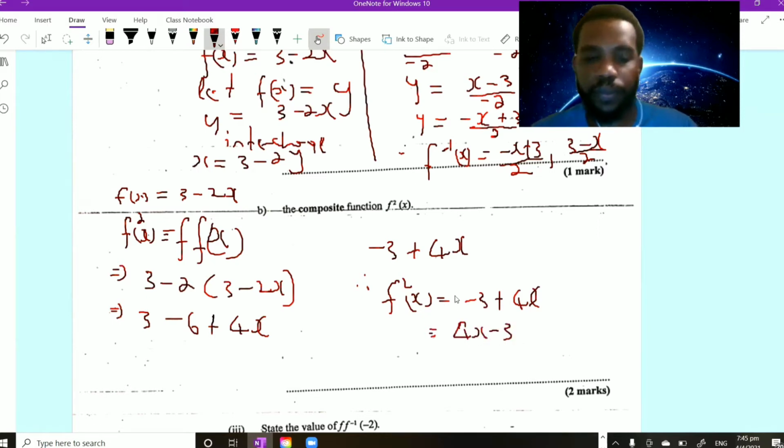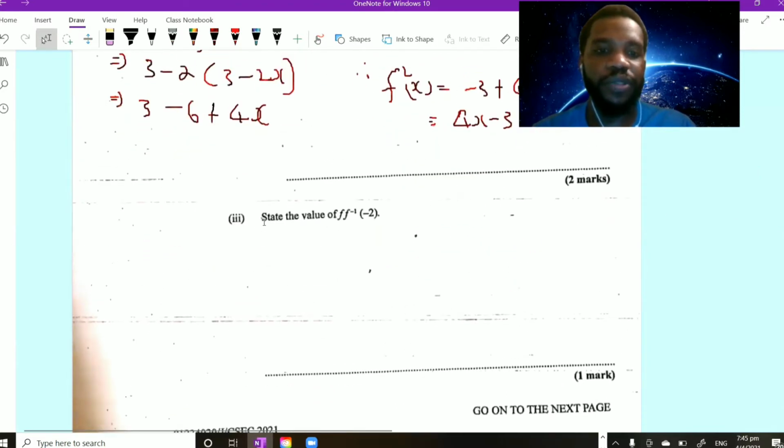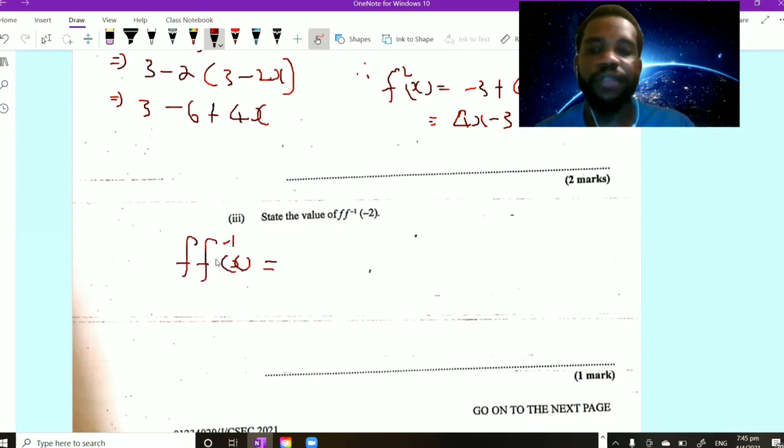All right. Let's see what happens next. Now, part 3 says state the value of f inverse of negative 2. Now, I want you to understand what happens when you put an inverse in the original function. So when you find f of f inverse of x, bear in mind that the inverse goes from the codomain back to the domain. The original function goes from the domain to the codomain. The inverse goes in reverse.